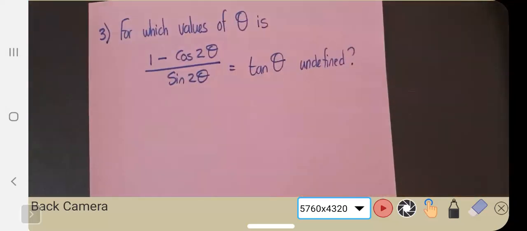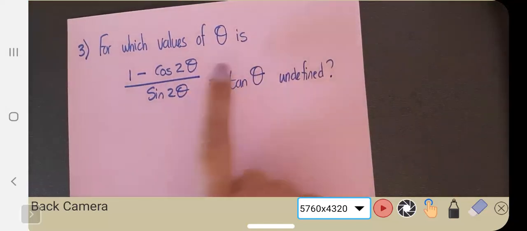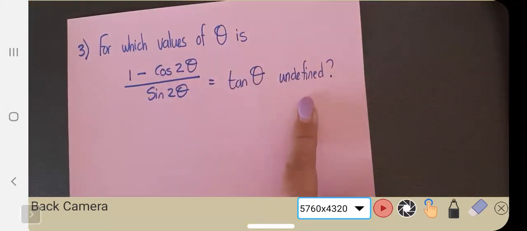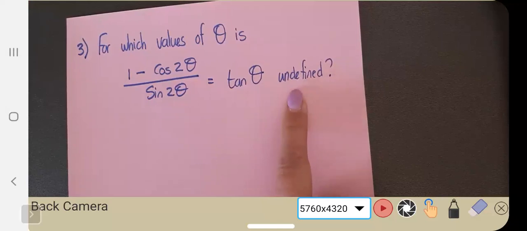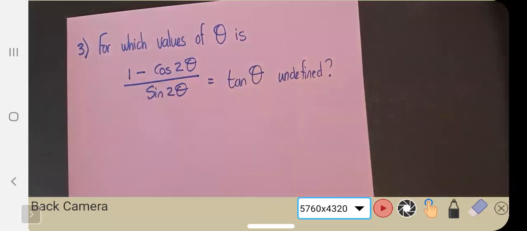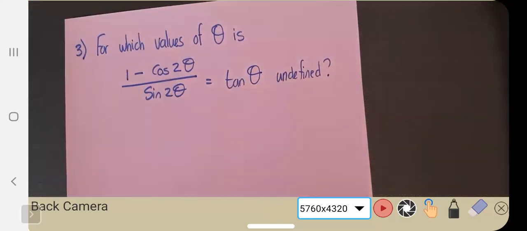Example 3. For which values of theta will this identity be undefined? Now, undefined means you either divide by a 0, so if this equals 0, or you land on one of the asymptotes. And only tan has asymptotes. And where are tan's asymptotes? At 90 degrees and 180 degrees further.